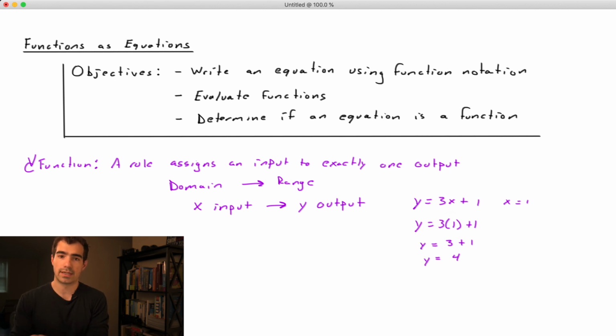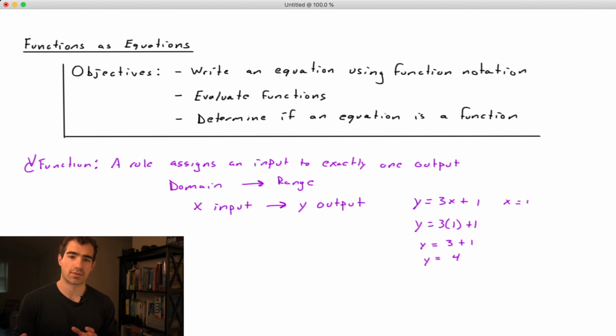So we input x is equal to 1, we output y is equal to 4, and so we can think of this equation as a function. And even more specifically, that 1 that we plug in has exactly one output. It can only go to 4. There's no other algebraic magic that can happen in between that's going to come up with some alternative value. So we've got 1 in, we get 4 out.